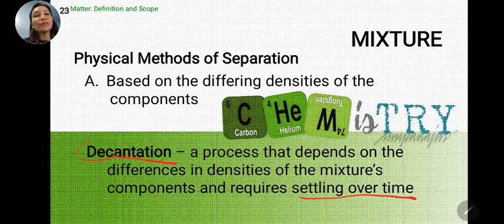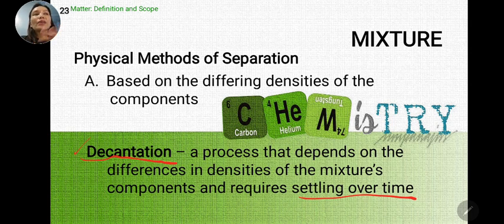Kung na-experience nyo magsaing, di ba, yung bigas, hinahaluan natin ng tubig. So, hinahaluan na natin ng tubig yung bigas. And then, that forms already a mixture of water and the rice grains. And then, hugasan natin siya. Di ba, tinatapon natin yung tubig na pinaghugasan ng bigas.